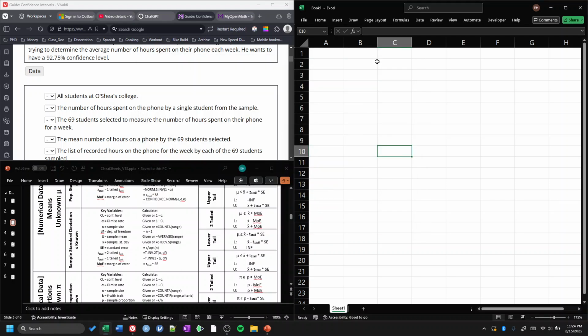Hello everyone. In this video, we are going to be using our Excel tools in order to help us do confidence intervals with respect to means. Let's take a look at our data.